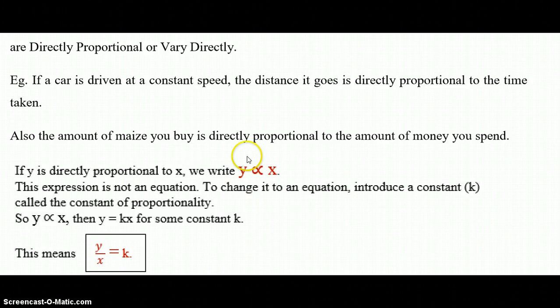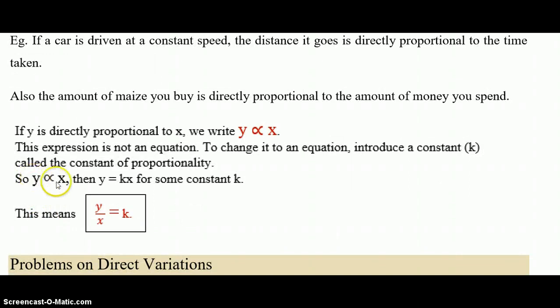That is first. Secondly, we say that this expression is not an equation. Hii sio equation kwa sababu we don't have the equal sign. Hivyo basi to change it to an equation, introduce a constant k, called the constant of proportionality. Manake kuondoa hii alama ya proportionality huwa tunaiondoa kwa kuintroduce k na tunaweka alama ya sawa sawa. So we say that y will be directly proportional to x, then y will be equals to kx for some constant k. Maanake nini? Ukiondoa hii proportionality una introduce alama ya sawa sawa, then unaweka k.